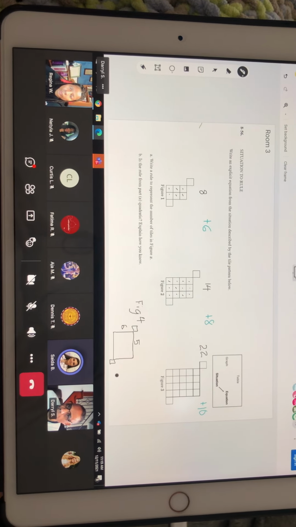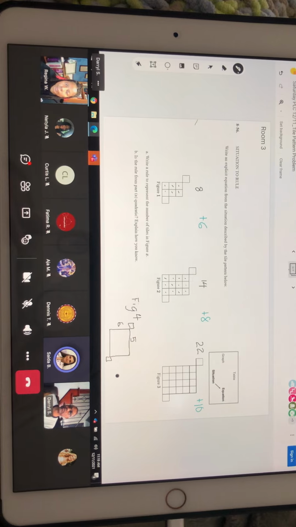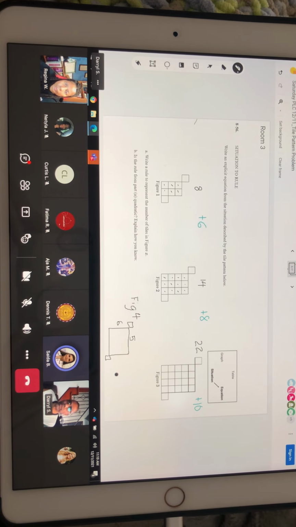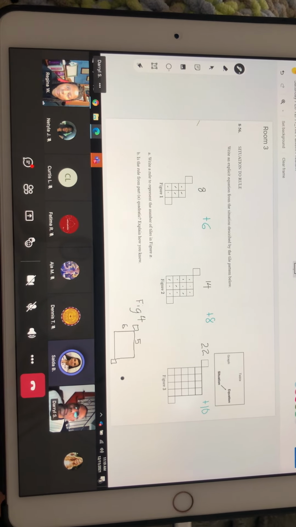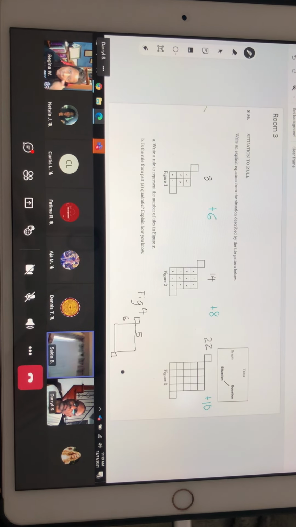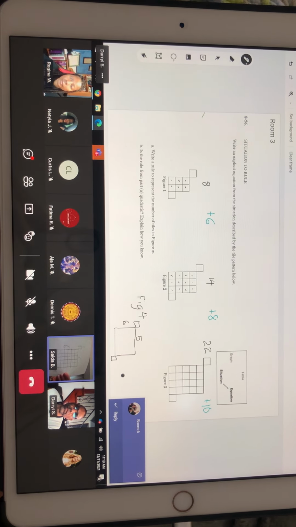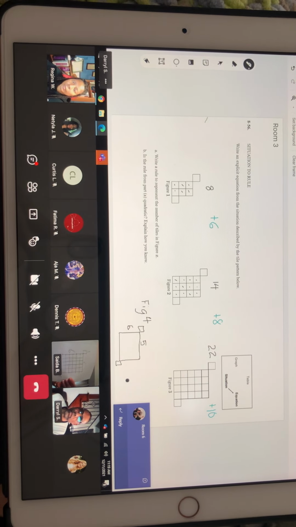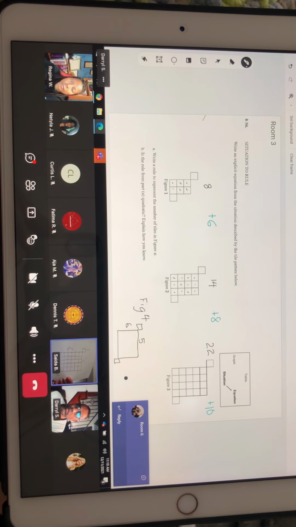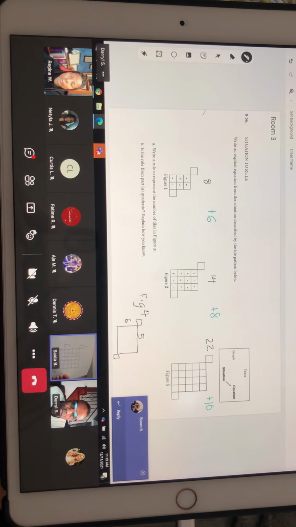I just kind of did it myself. Let me try to show the camera here. I don't know how much that showed, but that's what I got when I did it in paper and pencil. So a lot of time it's even faster than the technology.